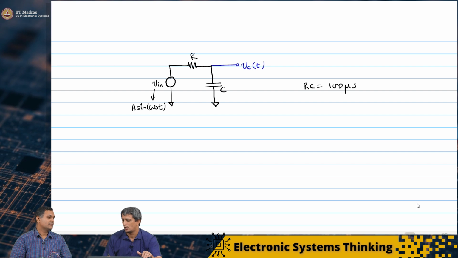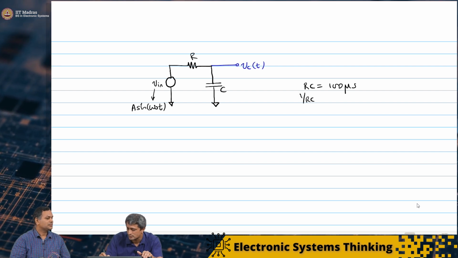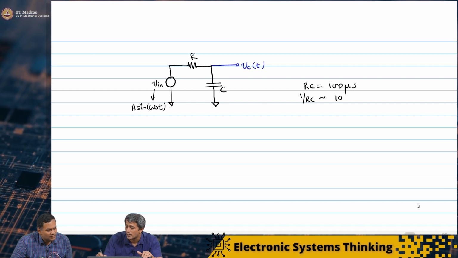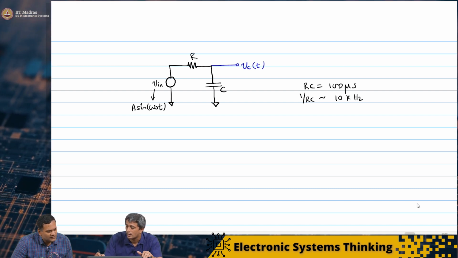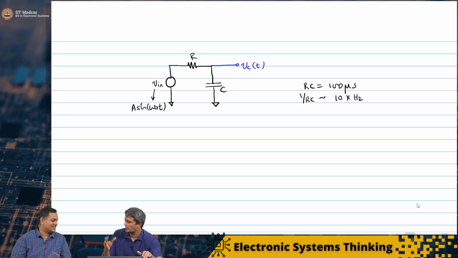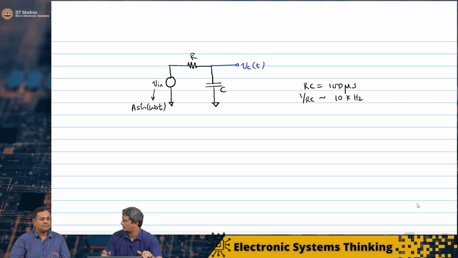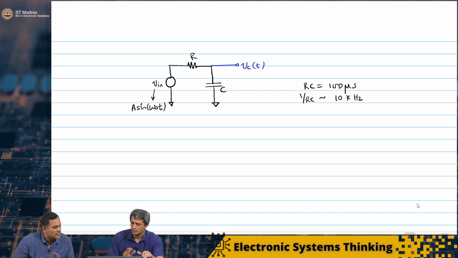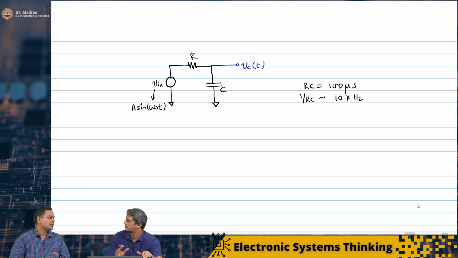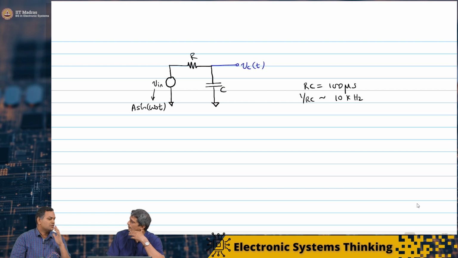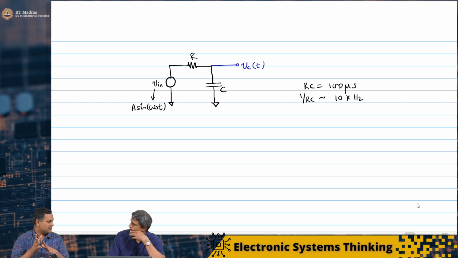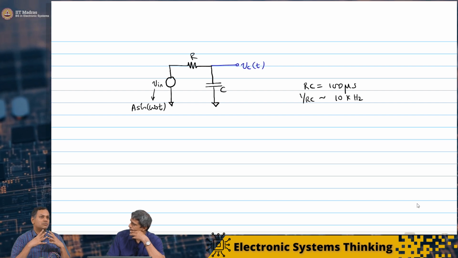100 microseconds. And 1 by RC therefore is approximately what? 10 kilohertz? Yes, 10 kilohertz. There's a factor of 2 pi, but the order of magnitude is about 10 kilohertz. So now, what will happen if I apply a sinusoid of 100 hertz?